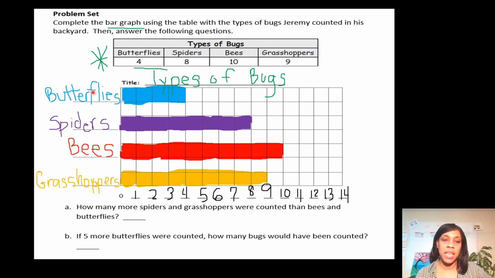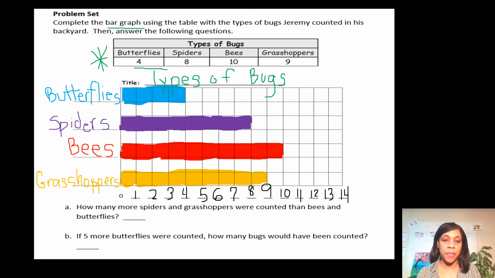Okay, so now we're going to take the information from our bar graph and use it to answer our question. How many more, oh, that's an important word, how many more spiders and grasshoppers were counted than bees and butterflies? Oh, this is one of them college ones again. Okay, so I see that this is what we call a 2-step problem.